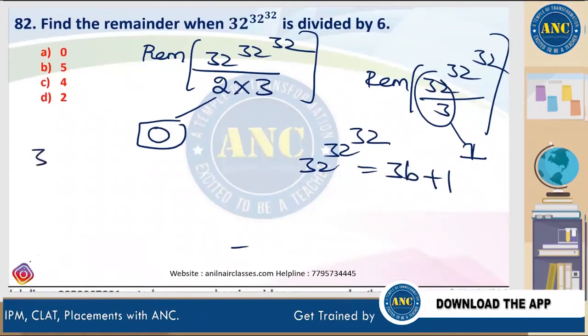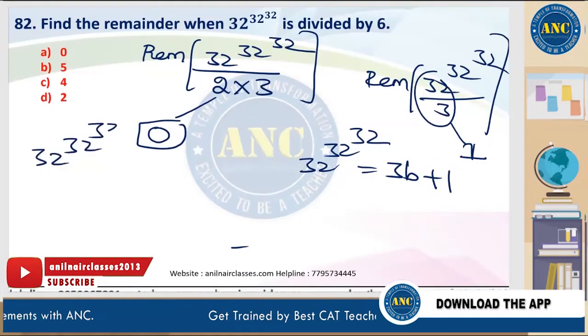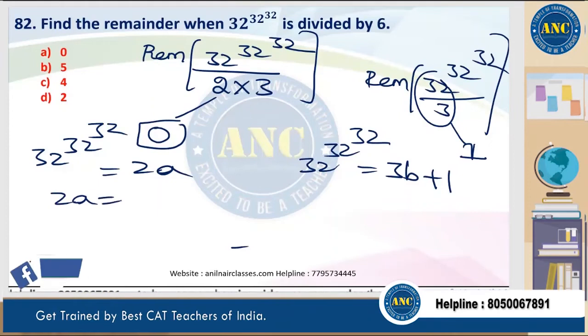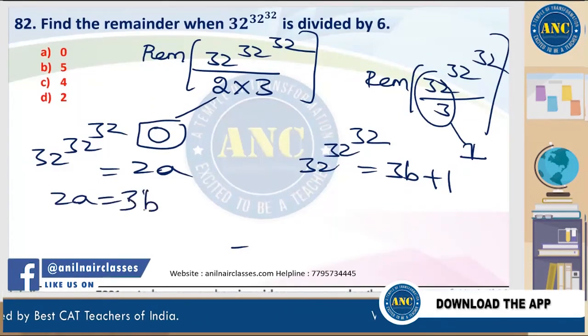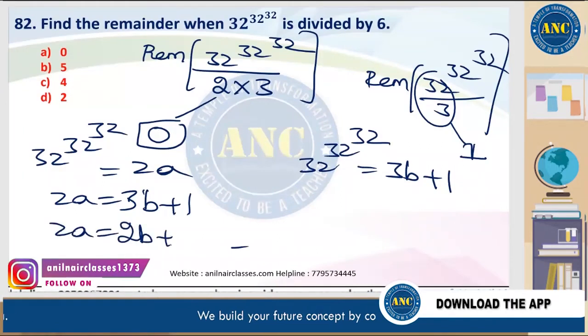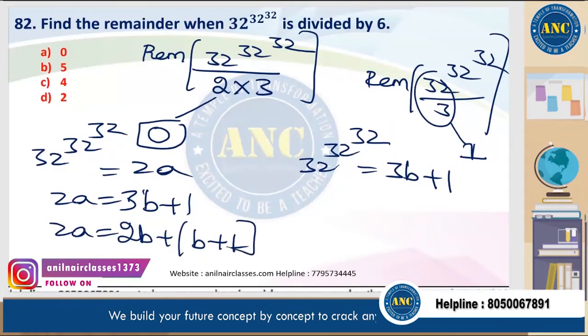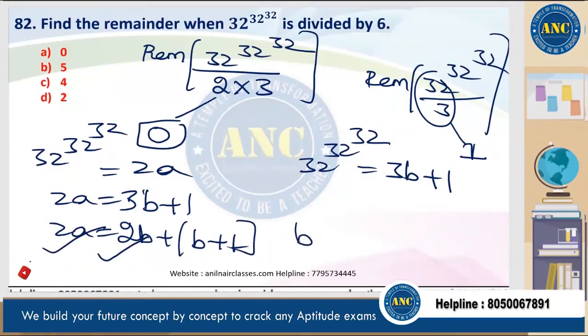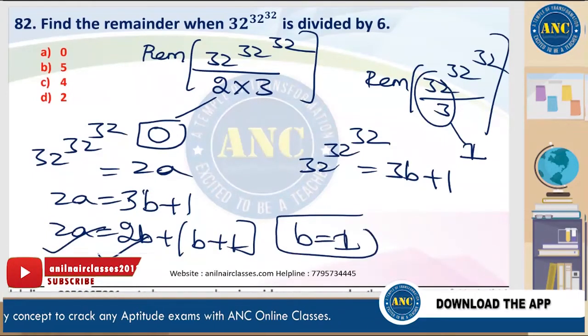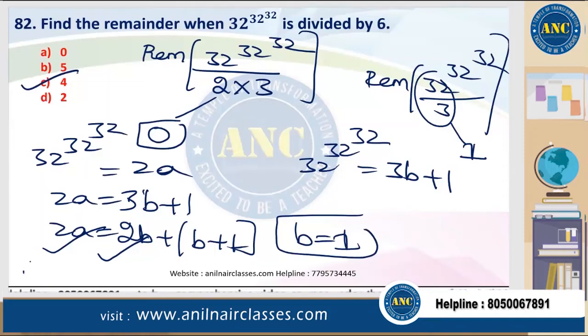When divided by 2, it gives a remainder 0. So 2a is equivalent to 3b plus 1. So this is nothing but 2a is 2b plus b plus 1. Even number, so b has to be 1. If b is 1, 3 into 1 plus 1, 4. I hope the idea is clear.